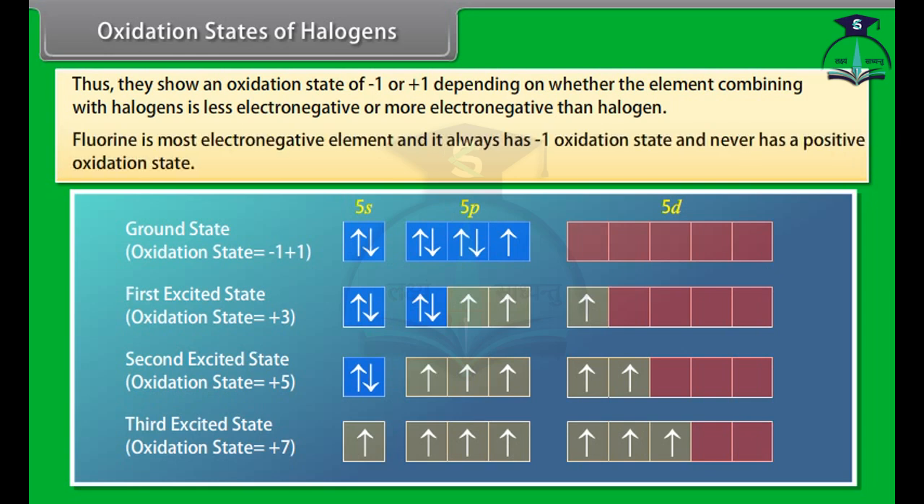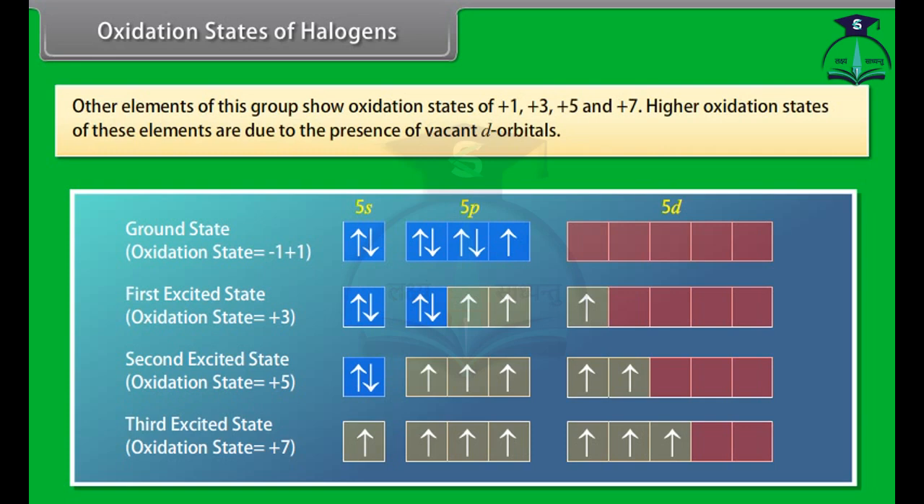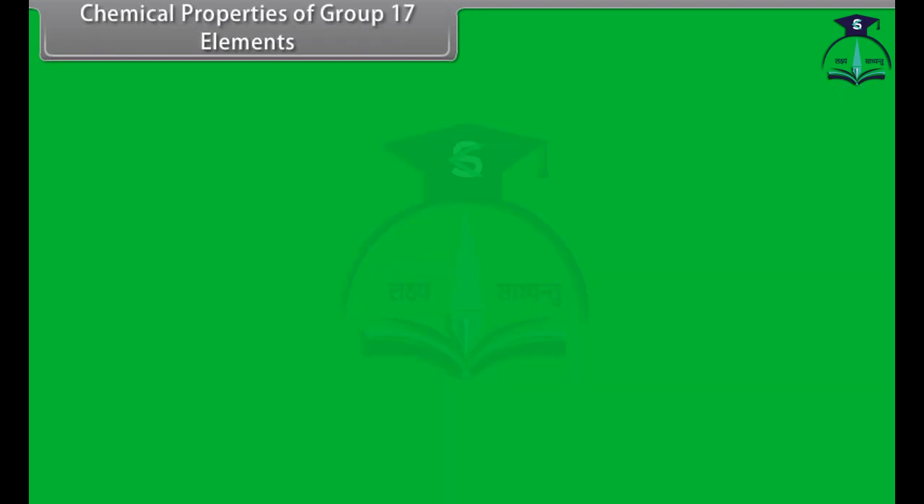Fluorine is the most electronegative element, and it always has -1 oxidation state and never has a positive oxidation state. Also, higher oxidation states are not possible in fluorine as it does not have vacant d orbitals. Other elements of this group show oxidation states of +1, +3, +5 and +7. Higher oxidation states of these elements are due to the presence of vacant d orbitals. Chemical properties of group 17 elements. Some important trends in the chemical reactivity of the compounds of these elements are following.